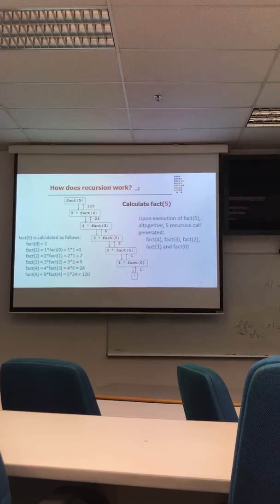Okay, and this is the way the values are calculated. Factorial 0 returns the result 1. Once we know factorial 0 is 1, you can calculate factorial 1. Factorial 1 is 1 times factorial 0, that's 1. Then you can calculate the value for factorial 2, that's 2 times factorial 1. Once all these are calculated, you go back, then we can calculate the value for factorial 5. So this is how the values are computed. Okay, this is on the recursive call.